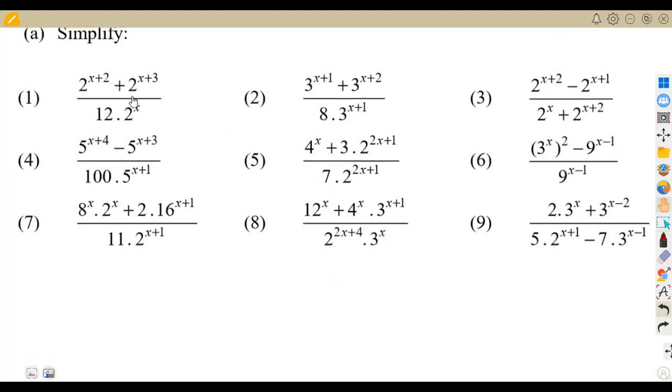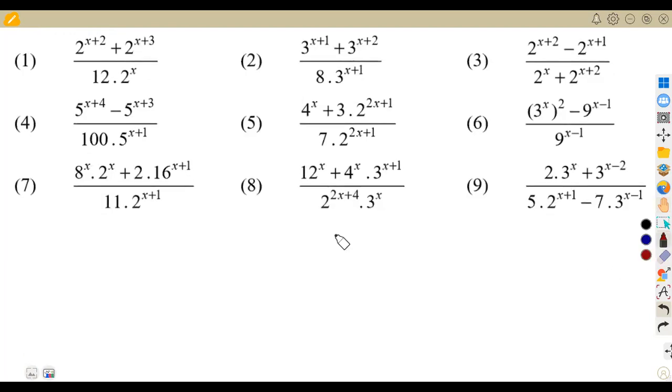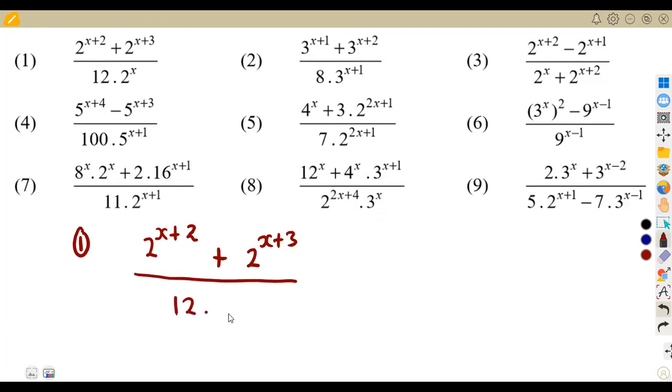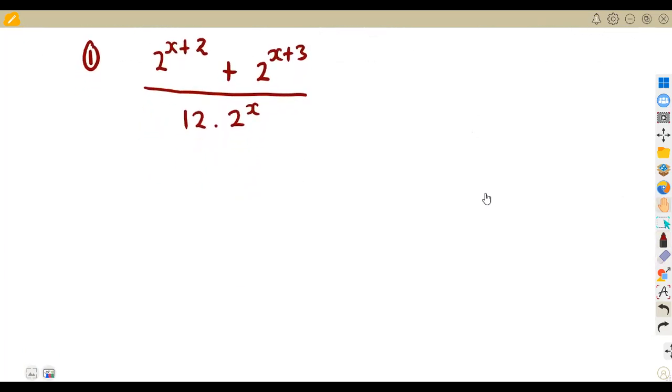All right, so there we are asked to simplify. Number 1: 2 to the exponent of x plus 2. Let us write it so that we can properly work this together, guys, without limitations. Let us rewrite this. Everything here is over 12 times 2 to the exponent of x. Okay, this is what we have.